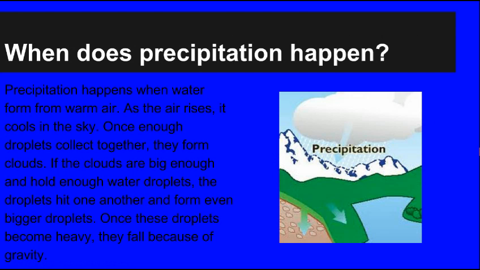When does precipitation happen? Precipitation happens when water forms from warm air. As the air rises, it cools in the sky. Once enough droplets collect together, they form clouds. If the clouds are big enough to hold enough water droplets, the droplets hit one another and form even bigger droplets. Once these droplets become heavy, they fall because of gravity.